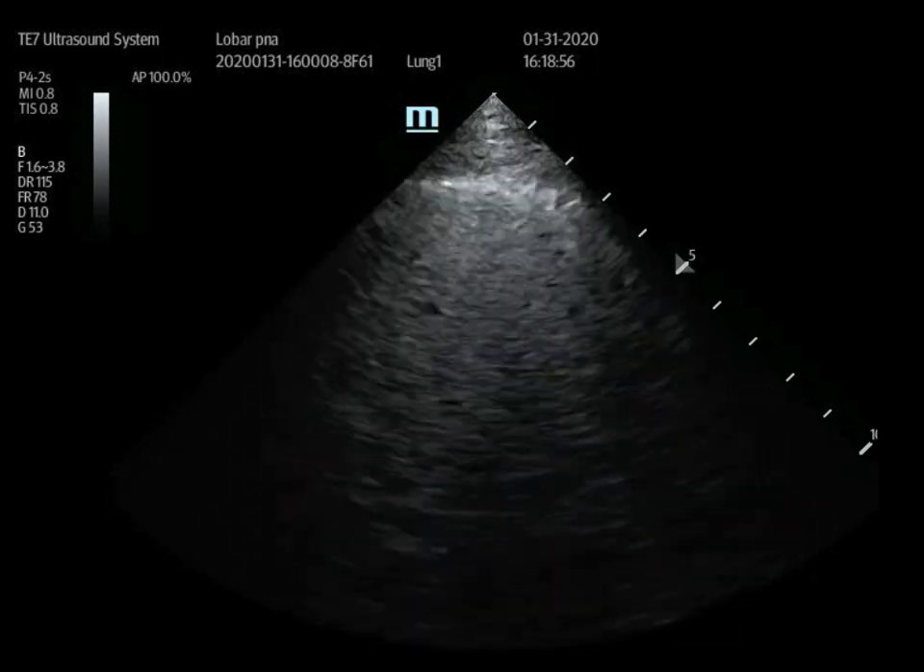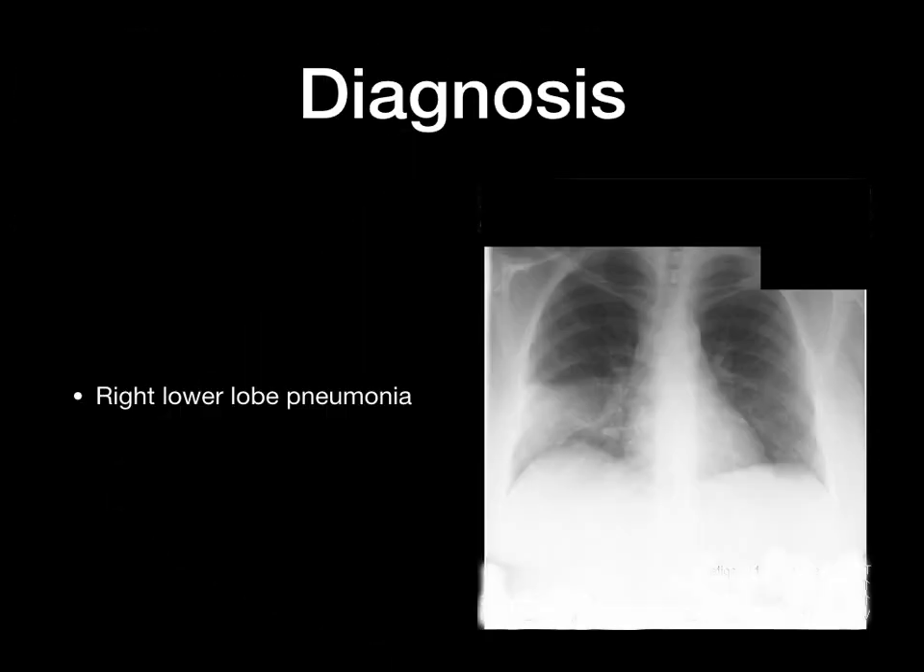Basically, at this moment our diagnosis was a right lower lobe pneumonia. We have the X-ray of the patient demonstrating a lower lobe pneumonia. The patient did not have a pleural effusion. He was successfully treated with antibiotics and discharged.